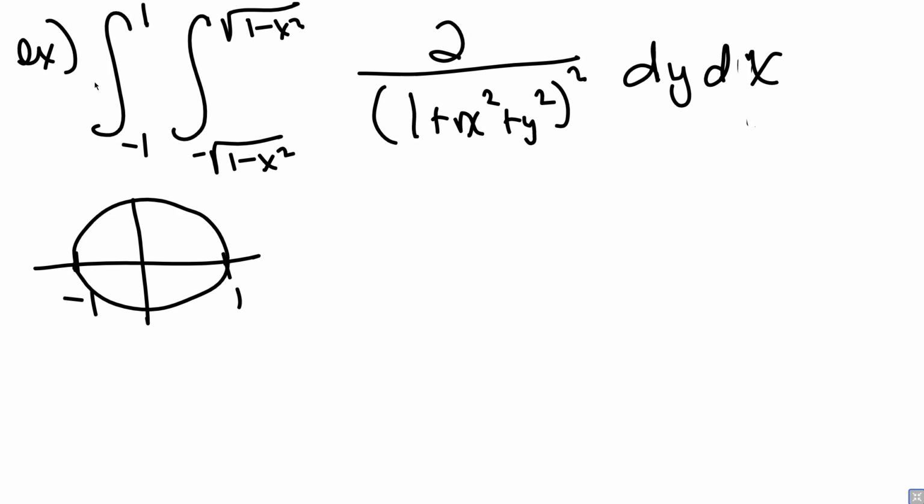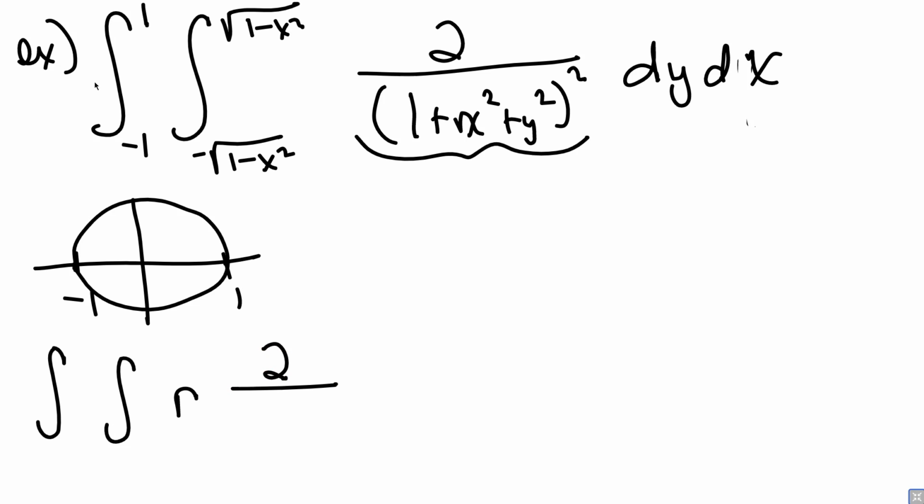So now what we're going to do is convert it to polar. So we're going to have our double integral, we're going to have r. Now for this, we're going to write it as 2 over what? 1 plus r squared, the whole square. Okay, 1 plus r squared squared. Then we have dr d theta.